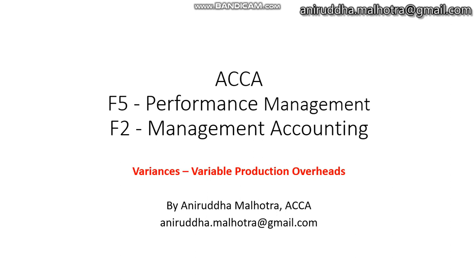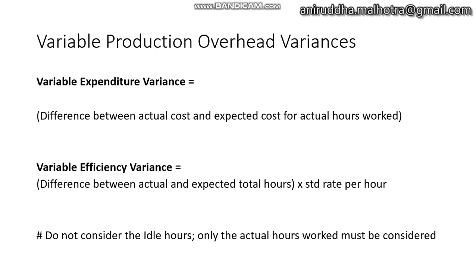So moving on, the two variances that we have are the expenditure and efficiency variance. The expenditure variance talks about the actual variable production overhead cost that was incurred compared to the overhead cost that should have been incurred for the actual hours worked based on your standard overhead absorption rate. Once again, I'll repeat, this is a difference between the actual variable overheads incurred, and what should have been incurred as a result of your standard overhead absorption rate and the actual hours worked.